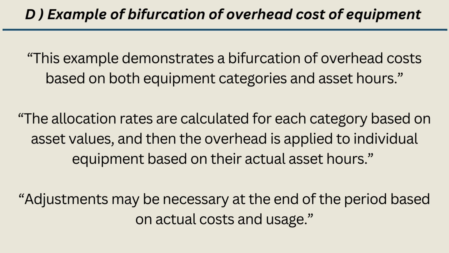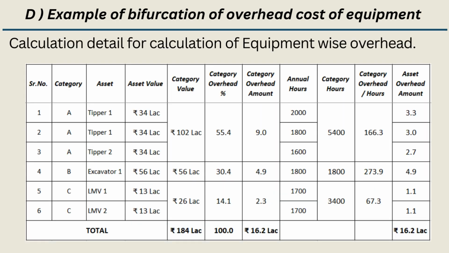This example demonstrates a bifurcation of overhead costs based on both equipment categories and asset hours. The allocation rates are calculated for each category based on asset values, and then the overhead is applied to individual equipment based on their actual asset hours. Adjustments may be necessary at the end of the period based on actual costs and usage. Calculation detail for calculation of equipment-wise overhead.